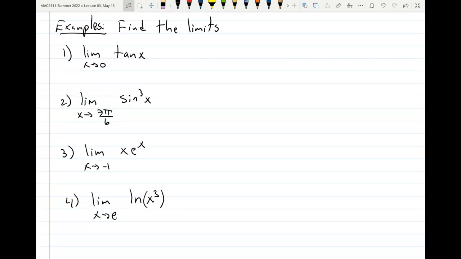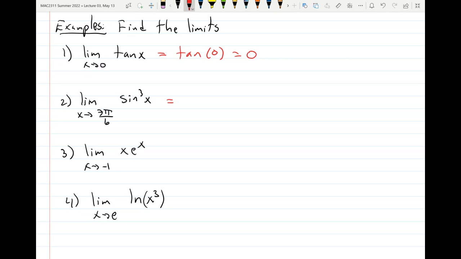Okay, so for the first one, the question is: is 0 part of the domain of the tangent function? And the answer is yes, because tangent of 0 is equal to 0. Remember, tangent is sine over cosine, and sine of 0 is 0, cosine of 0 is 1. Okay, so this would just be tangent of 0, which is equal to 0. So no problems here.